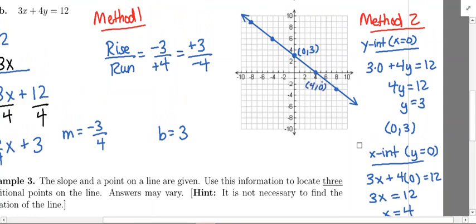So this is another method we could have used to graph this line. If the equation is given to you in general form, ax plus by is equal to c, method 2 is probably easier to use. You just need to find the x-intercept by setting y equal to 0, and then find the y-intercept by setting x equal to 0, and then draw the line between those two intercepts.